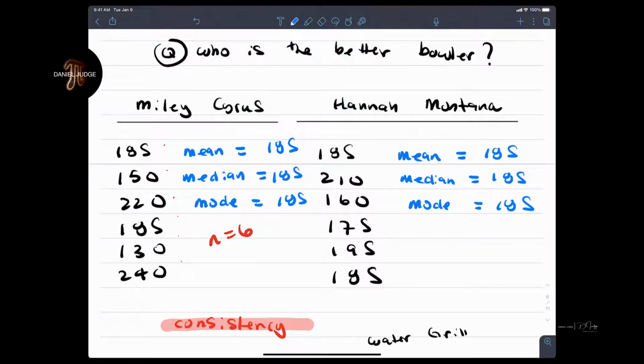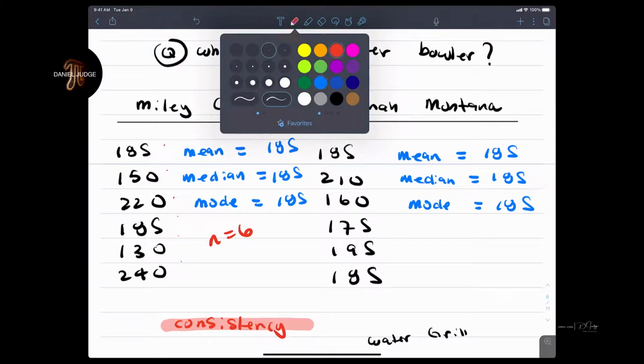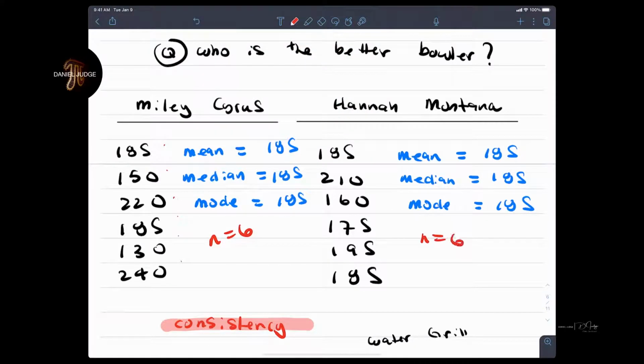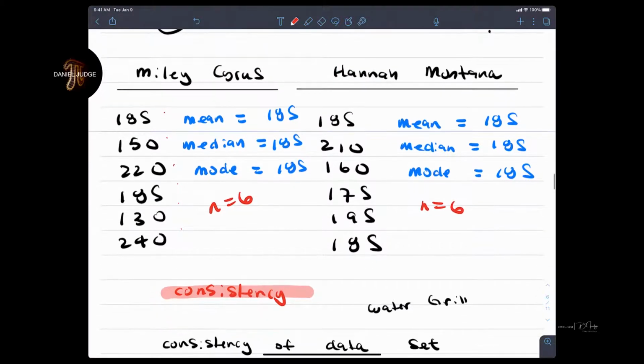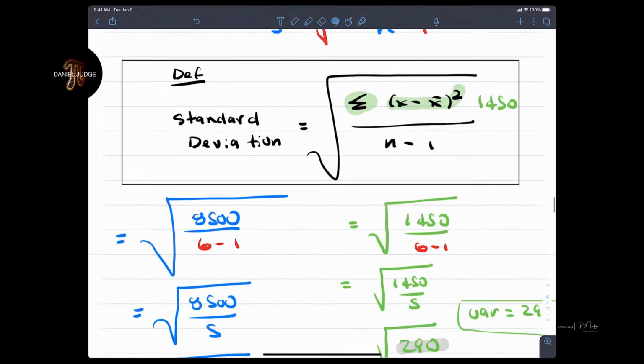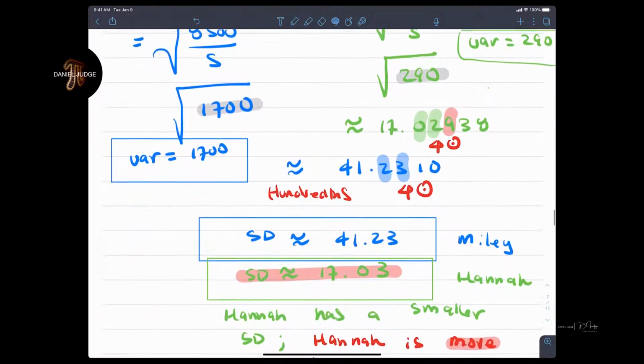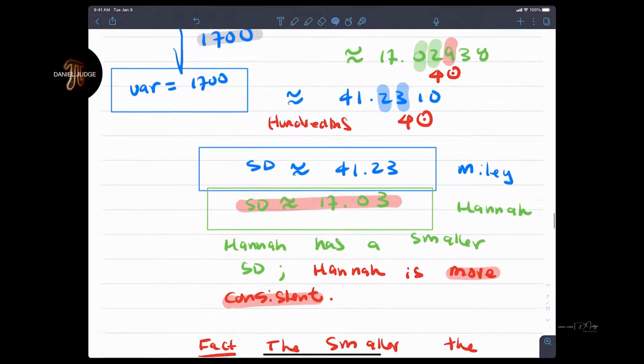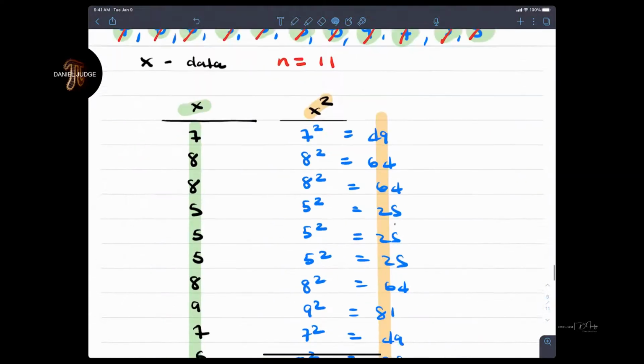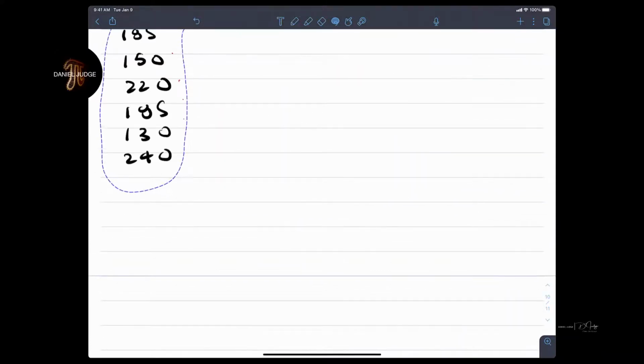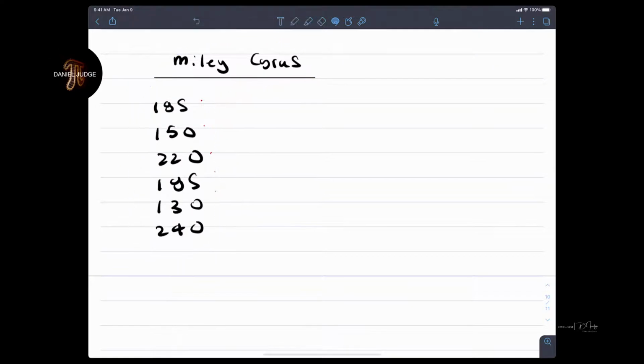We're going to verify. Let me just do the same thing for Hannah. So remember, we have all this information for Hannah. Let's just copy this. And we already did that. Her variance was 1700. Standard deviation is 41.23. So we're going to use the shortcut formula. So I want to verify the shortcut formula for the bowling scores from Miley Cyrus.